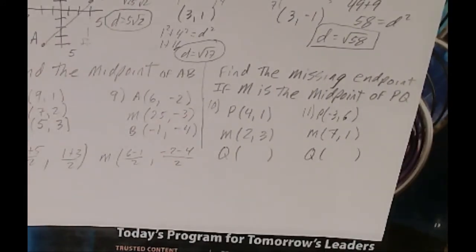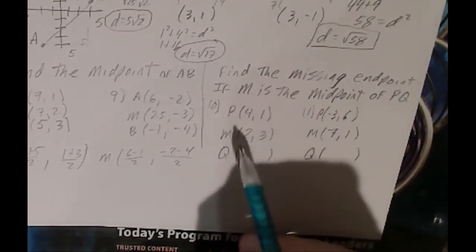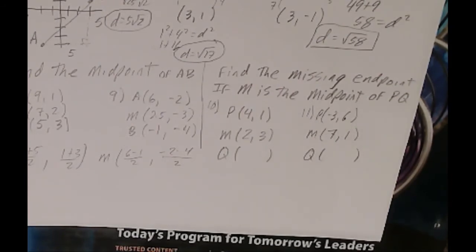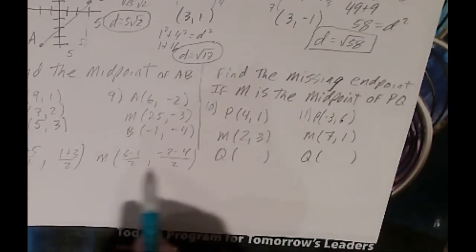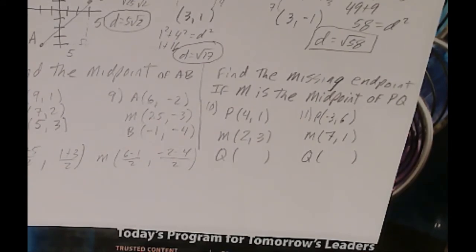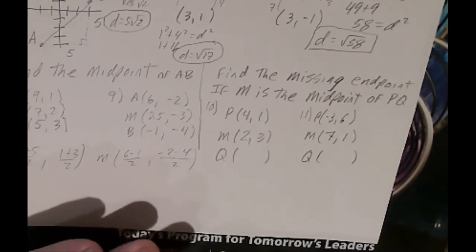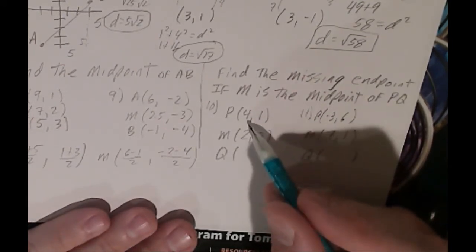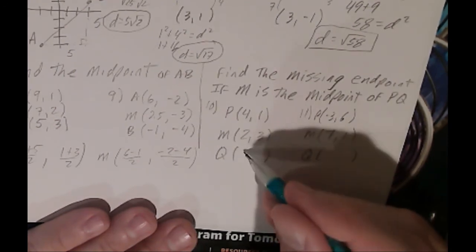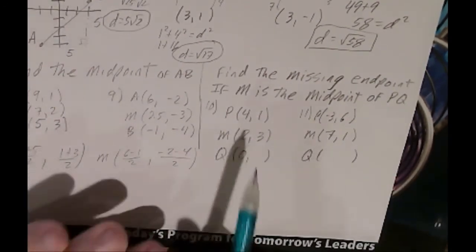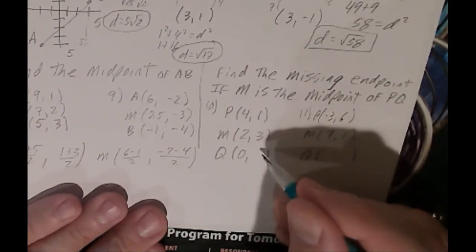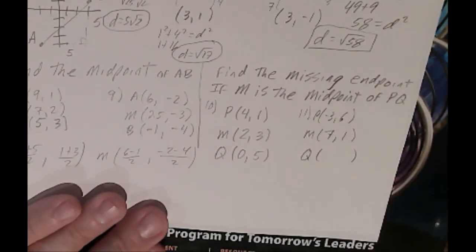Now, last category. This time, you're given that M is the midpoint of PQ. So, this time you can use this formula, and I'll show you how to do that, but I think that's by far not the easiest way to do it. Look, in order to get from 4 down to 2, didn't I have to decrease by 2? Well, decrease by 2 again. See, 2 is halfway between 4 and 0. This one I had to increase by 2. Well, by golly, increase by 2 again.